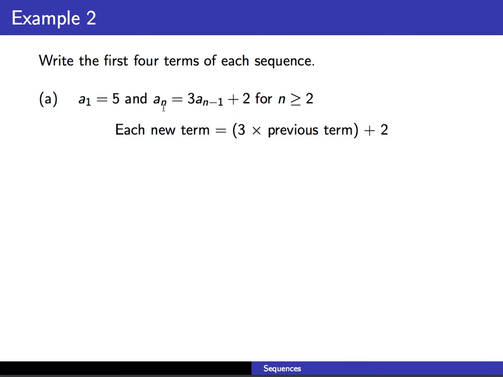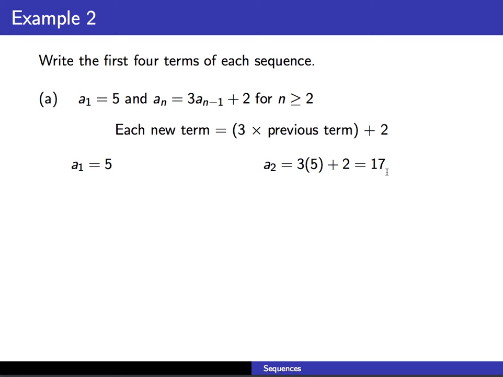So a sub n is each new term, and typically with recursive sequences, each new term will be by itself on the left-hand side, and is going to equal a sub n minus 1, the term right before a sub n. So a sub n minus 1 is the previous term or the previous term value. We're going to multiply that previous term by 3 and then add 2. So we're going to start with 5, and for the second term we're going to take 3 times the 5 and add 2 to it. So starting with 5, our next term, a sub 2, is going to be 3 times that 5 plus 2.